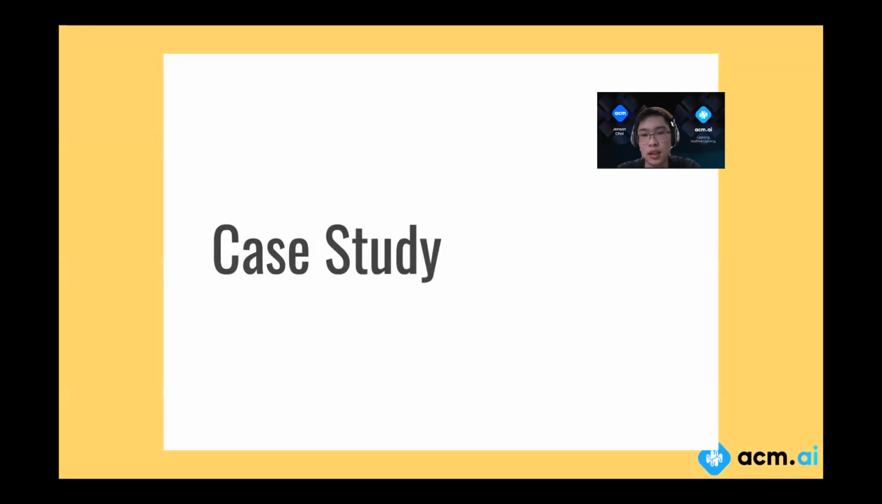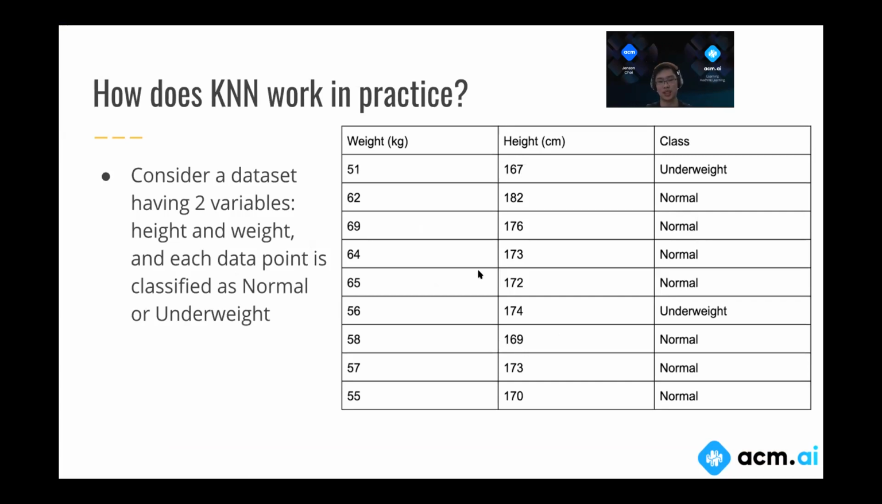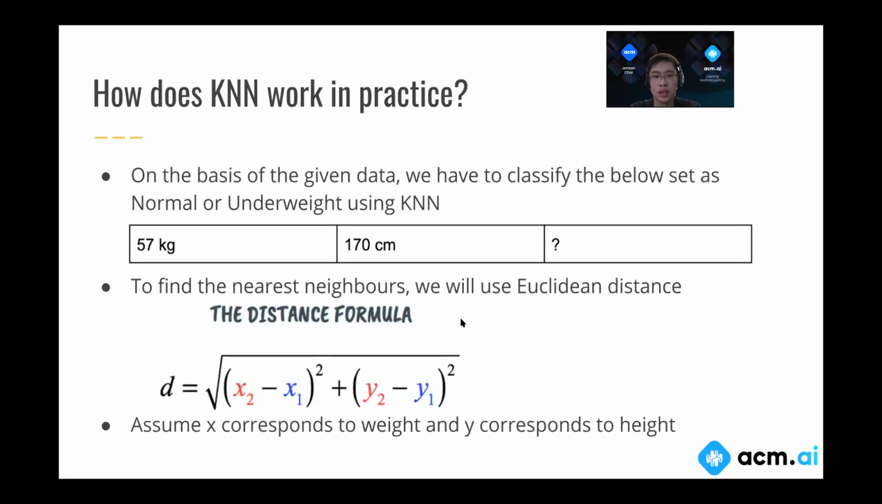So let's do a case study to see how KNN works in practice. Consider a data set with two variables, namely height and weight. Weight is in kilograms and height is in centimeters. For each data point, we classify them as either normal or underweight. Given this new data point with 57 kilos and 170 centimeters, we have to classify it as either normal or underweight using KNN.